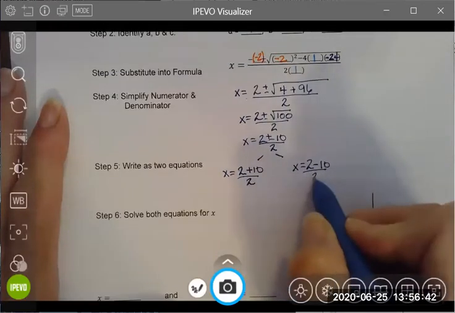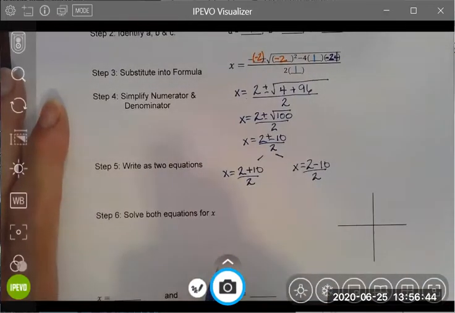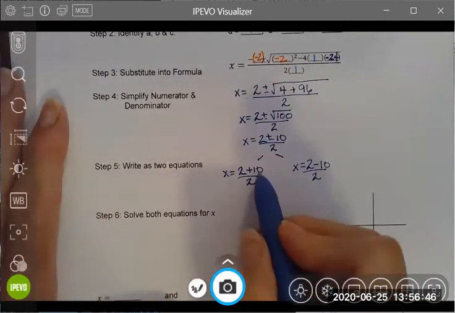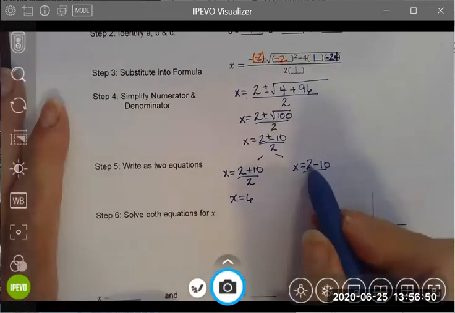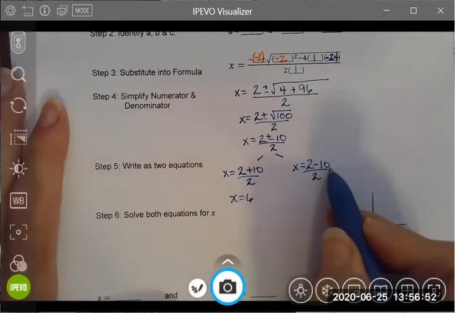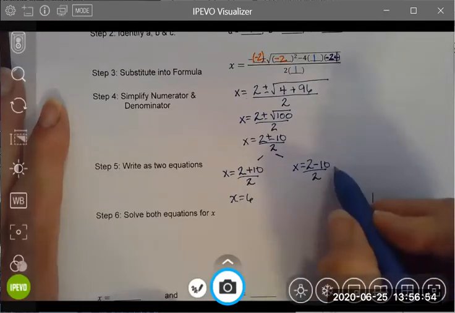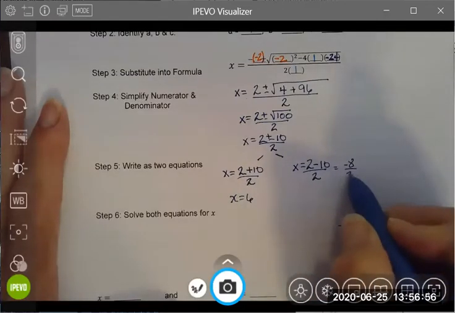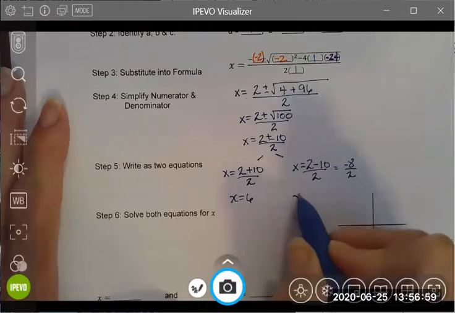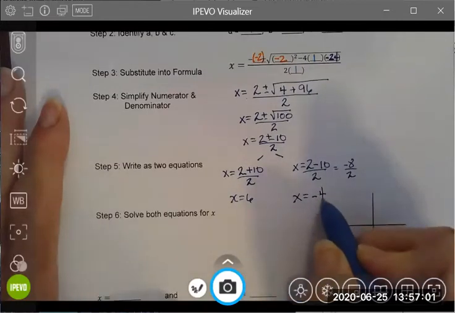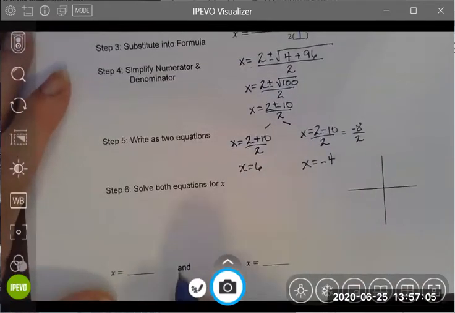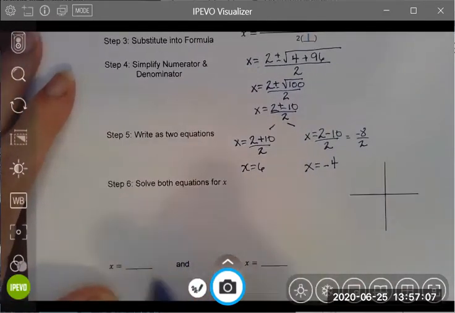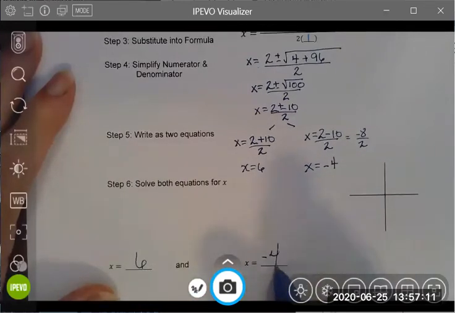Each of these can be simplified independently. 12 divided by 2 gives me x equals 6. 2 minus 10 is negative 8. I'm going to do this out to the side so you don't get confused. Negative 8 divided by 2 is a negative 4. So those are my two solutions. Oh gosh, I saved all my space here and didn't even need it. So my solutions are 6 and negative 4.